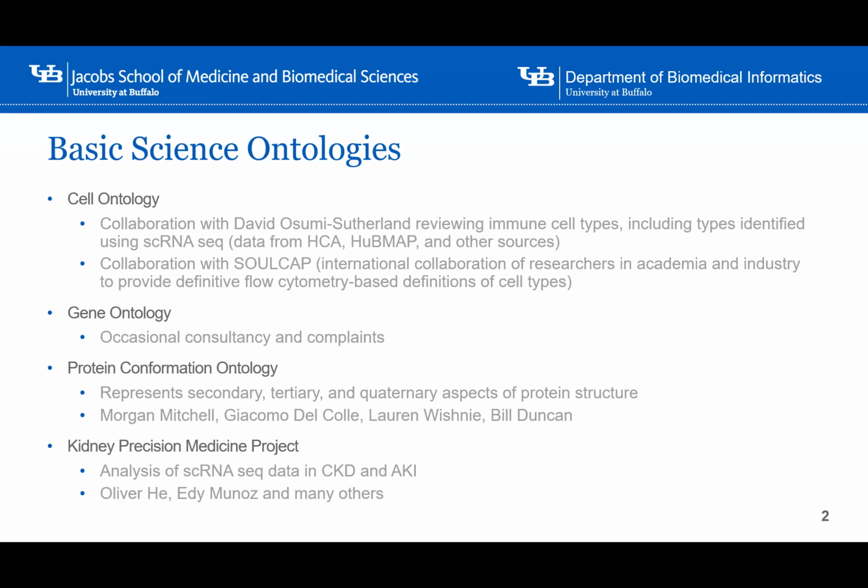So I have worked on a number of ontology projects for many years. These include the cell ontology and the gene ontology. Recently in the cell ontology, I've gotten more active in collaboration with David Sutherland, whose group in England at the Sanger Institute has really taken over the lead in development of the cell ontology in the last 4 or 5 years. And they're using a lot of AI methods now to develop ontology definitions.